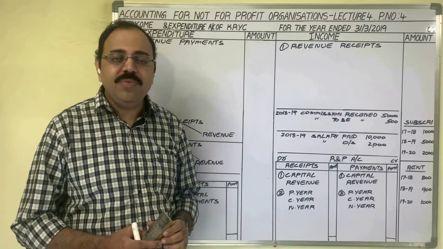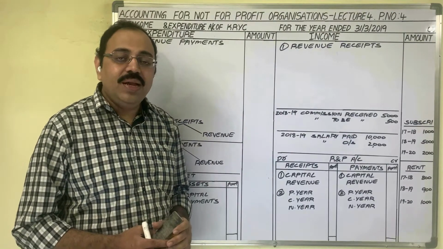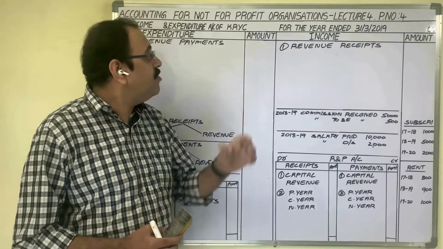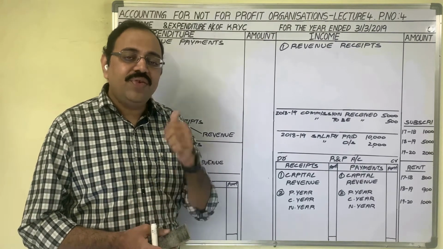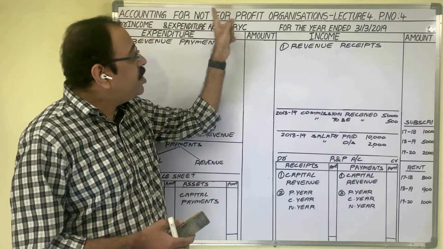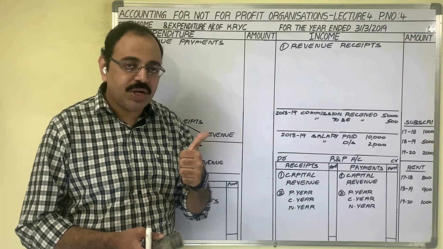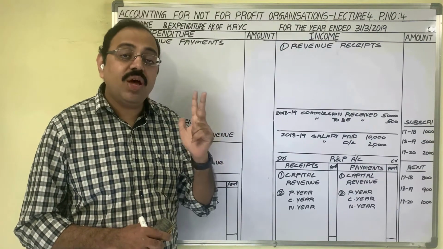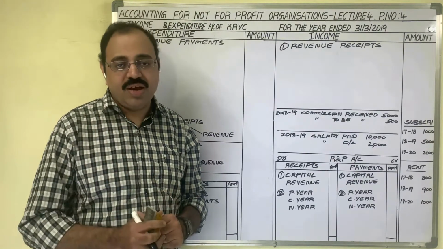Before going to solve the problem, let us know some important points about the income and expenditure account. The income and expenditure account resembles the profit and loss account. In for-profit organizations, the final accounts contain three things: trading account, profit and loss account, and balance sheet. In not-for-profit organizations, in their final accounts we prepare the receipts and payments account, income and expenditure account, and balance sheet.